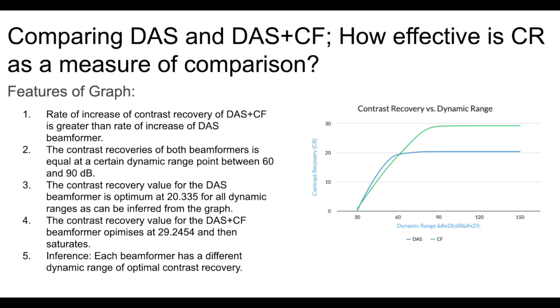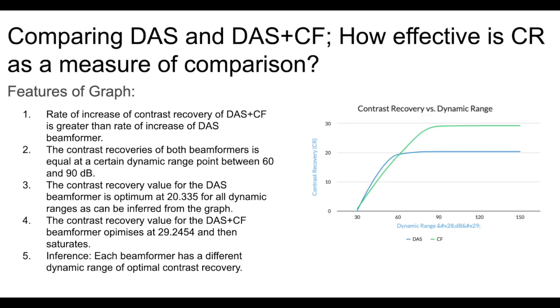Also, the DAS plus CF imaging method has an increased computational cost compared to the DAS imaging method because of the coherence factor. In conclusion, we can see that the image quality of the 90 decibels DAS plus coherence factor is quite close to that of the 60 decibels DAS.